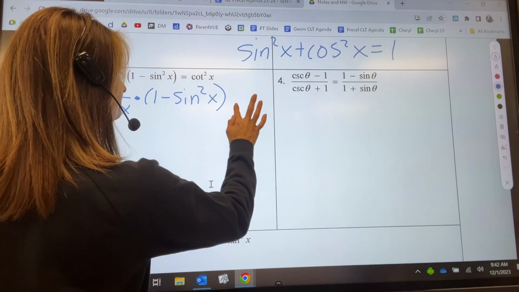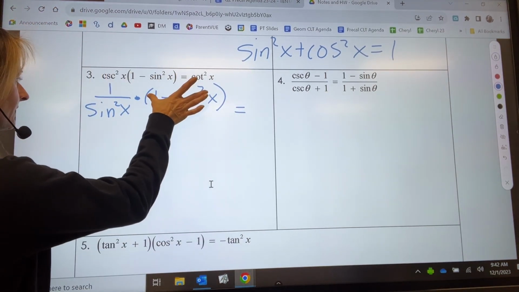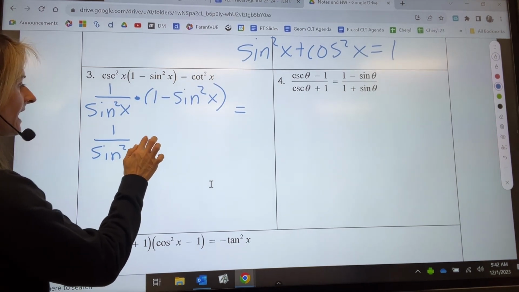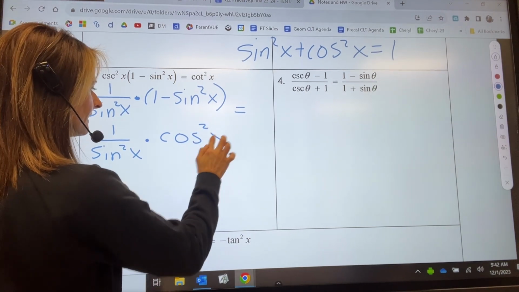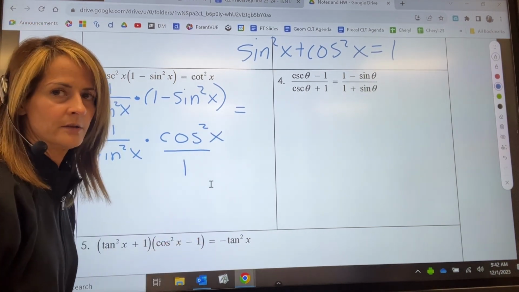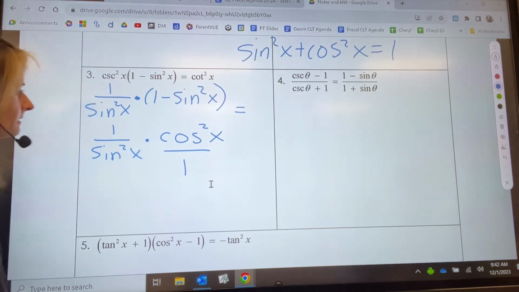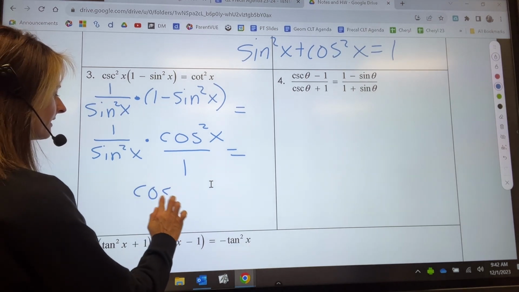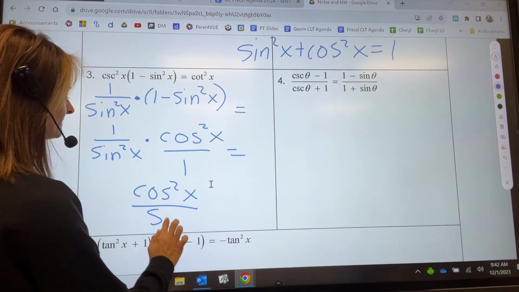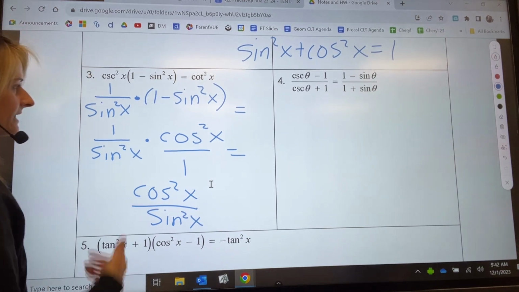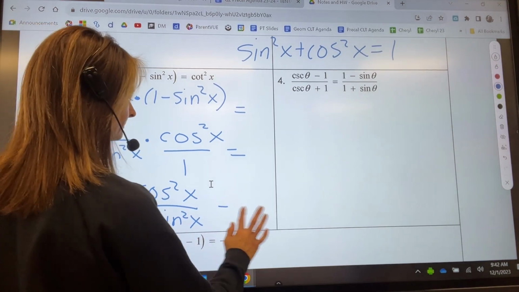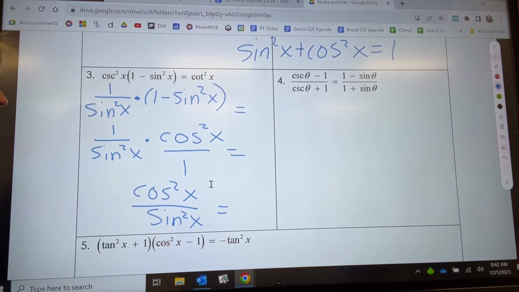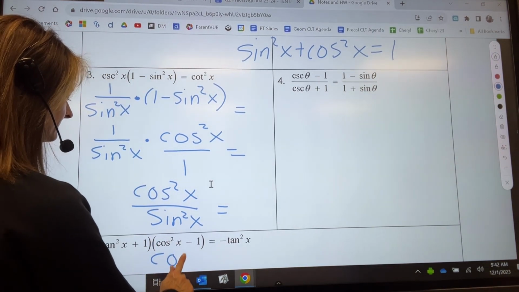And then what's going to happen, that's cosine squared. This is going to be 1 minus sine squared of x times cosine squared of x, and that's like over 1. I'm not writing the over 1, but it's there. So now we've got cosine squared over sine squared. Hey, isn't that cotangent squared? Technically, I have one more step. I need to rewrite that as cotangent squared. I'm running out of room, but I'll go ahead and write it down here.